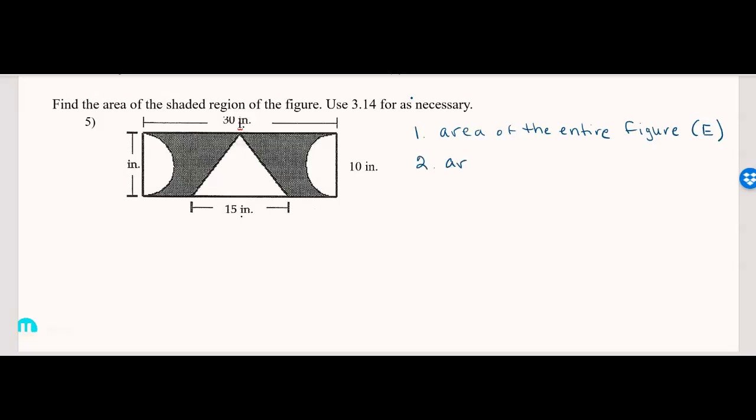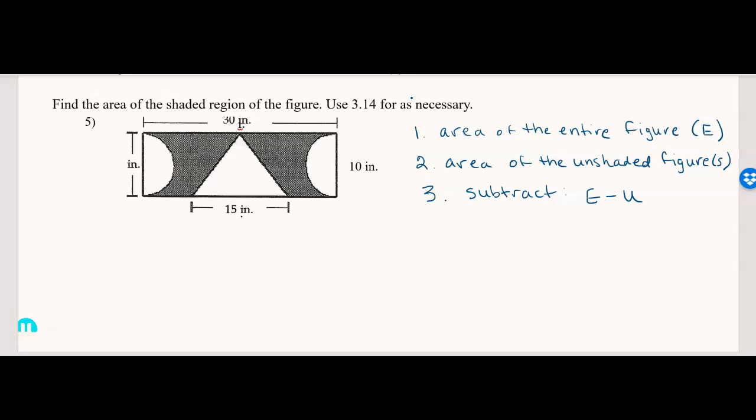Step 2, you're going to find the area of the unshaded figure, but I'm going to put figures because in this case we actually have 2. We have 2 semicircles and a triangle. Step 3, subtract. So you're going to take the entire area minus the unshaded area or areas, depending on the problem.